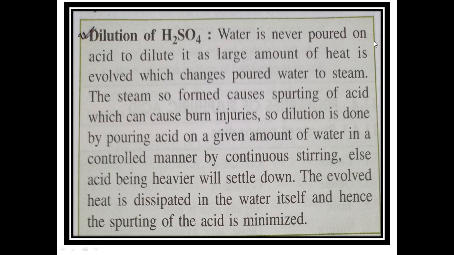So dilution of sulfuric acid. Now before starting its behavior, let's see how to dilute sulfuric acid. Water is never poured on acid to dilute it, as a large amount of heat is evolved which changes poured water to steam. The steam so formed causes spotting of acid, which can cause burn injuries. So dilution is done by pouring acid on a given amount of water in a controlled manner by continuous stirring, else acid being heavier will settle down. The evolved heat is dissipated in the water itself, and hence the spotting of the acid is minimized.